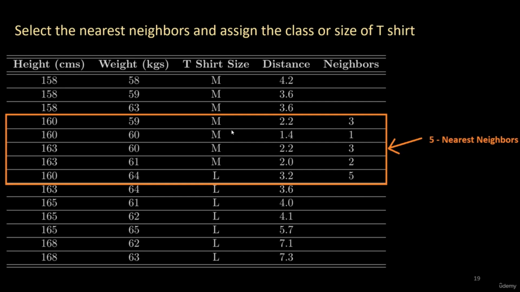So in this lecture, we learned how to implement the KNN algorithm on a real-valued problem. We selected a numerical example, and based on the KNN algorithm, we decided that the size of t-shirt for a new customer should be a medium size t-shirt. So I hope you understood this numerical example. Thanks for listening, and I will see you in the next lecture.